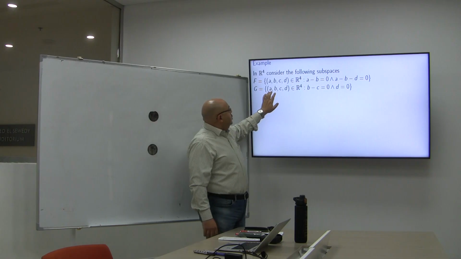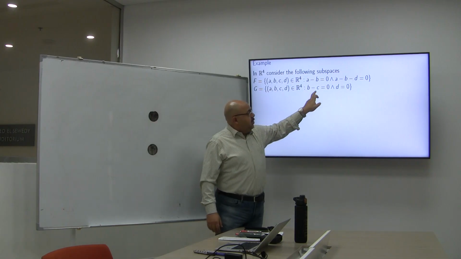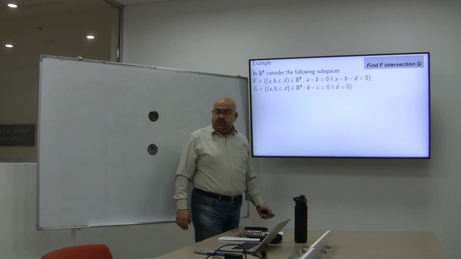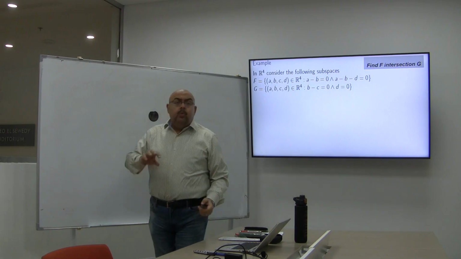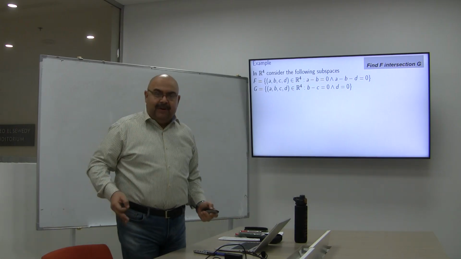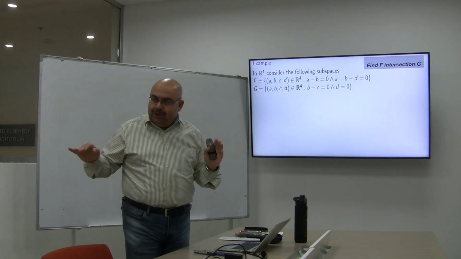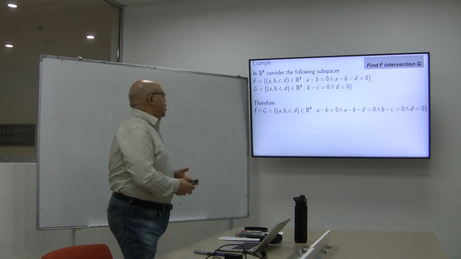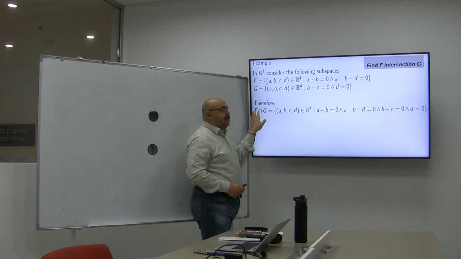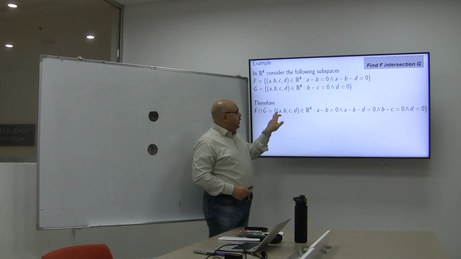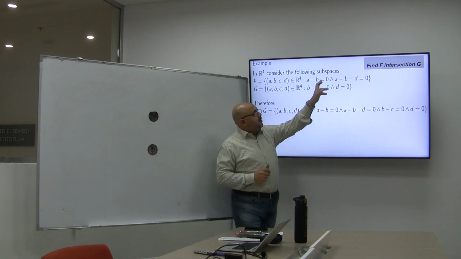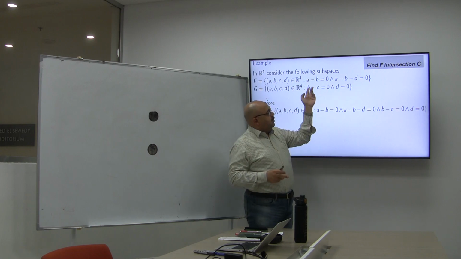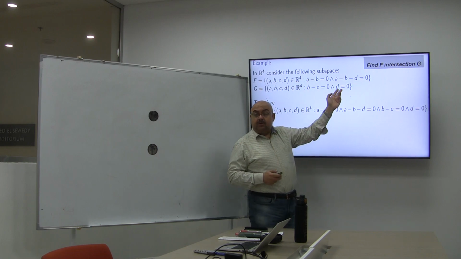For the second set, or the second subvector space, you have B is equal to C and also D is equal to 0. You want to find F intersection G, which means I need to find the set with all of these conditions happening. So I have to satisfy all the conditions. That means the intersection: the conditions of the first with the conditions of the second. So I'm searching for the intersection, represented by the elements in R4, A, B, C, D, but with A minus B equal to 0, A minus B minus D equal to 0, and B minus C equal to 0, and D is equal to 0.